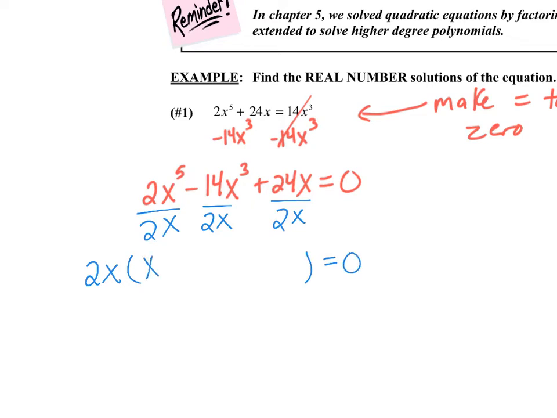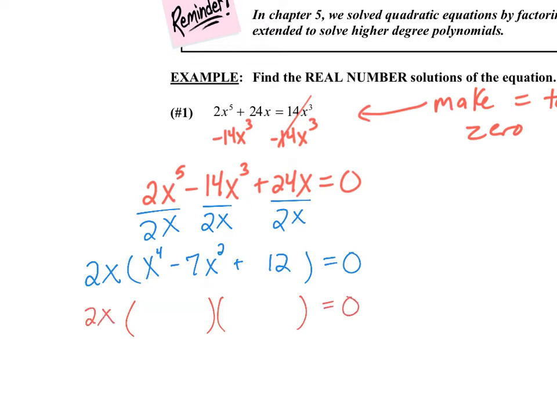So x to the fourth minus 7x squared plus 12. So we took out a GCF. Now we got to see, can we factor some more? Can we factor what's in parentheses a little more? And we can, because we have x to the fourth minus 7x squared plus 12. We can try to factor this by doing what we call a smiley face method.